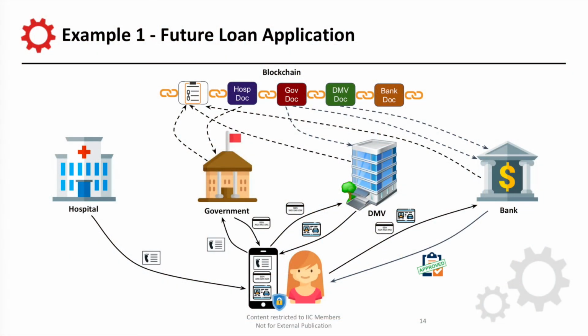Here is a more concrete example to help you understand how this concept will be used in the future. For example, if I want to apply for a loan, I got my birth certificate from the hospital, and I submitted it to the government.